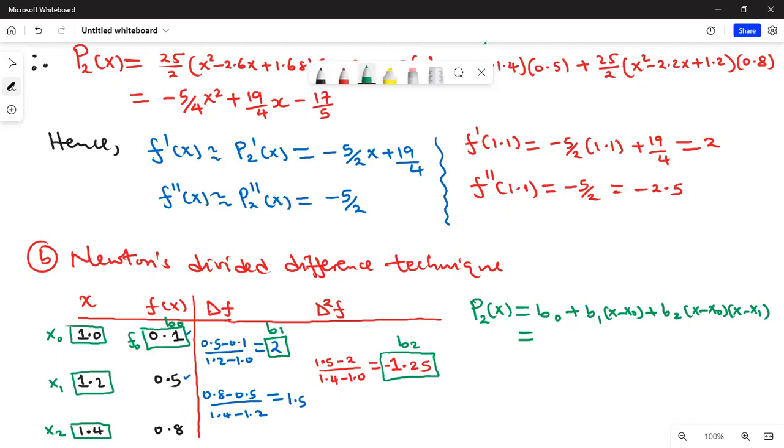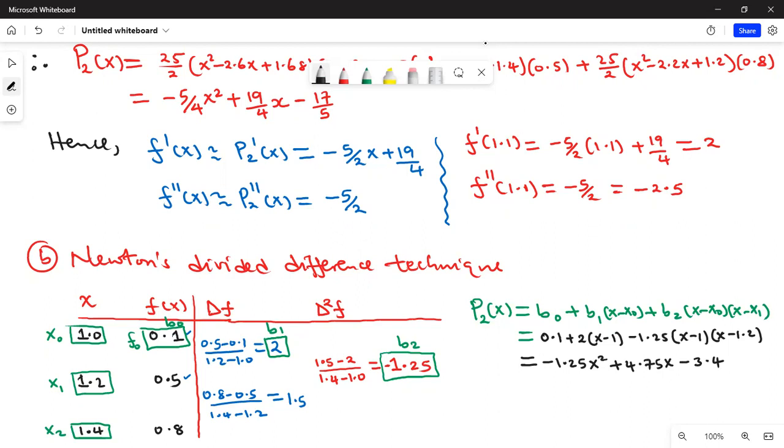So now when you substitute b naught, that should give us 0.1 plus our b1 is 2 times x minus x naught, which is 1, then minus 1.25 times x minus 1 times x minus 1.2. And so when you simplify, you're going to get negative 1.25 x squared plus 4.75x minus 3.4. So that's what we get.